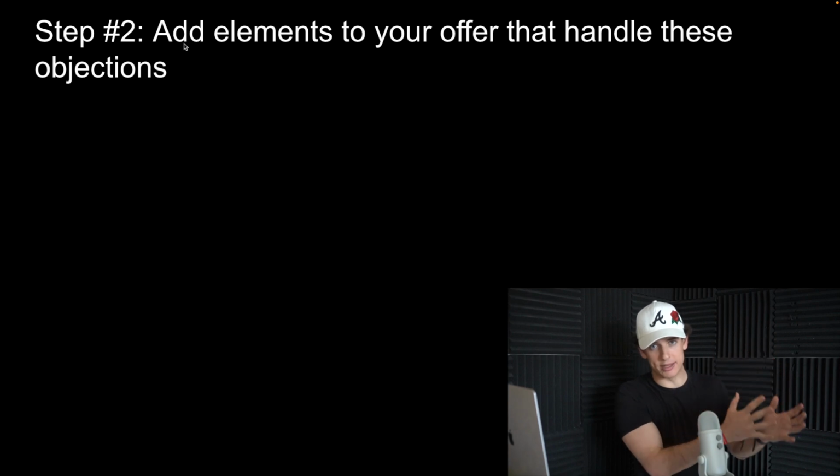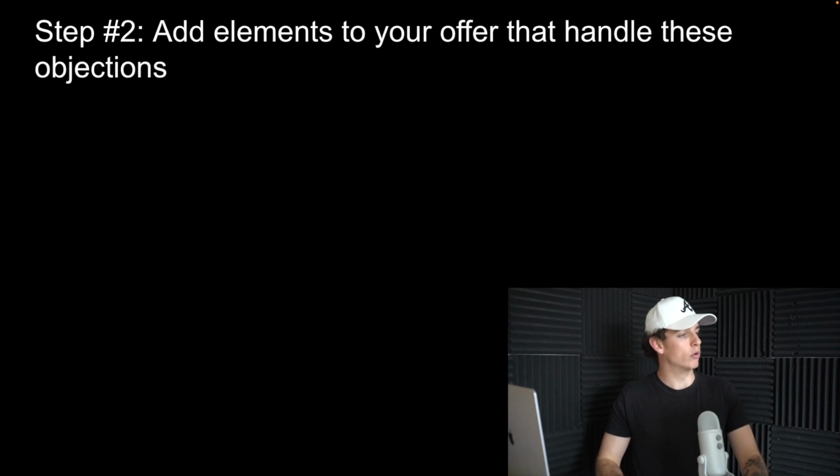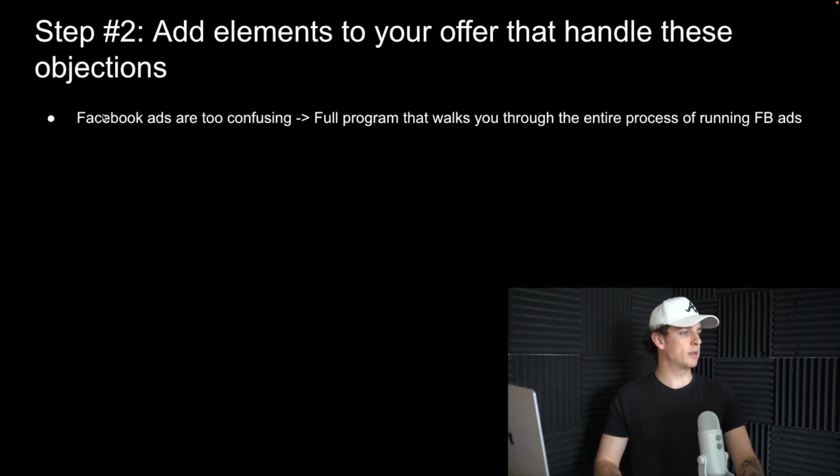So step number 1 is you write down your objections. Step number 2 is you almost rebuttal or handle those objections with an offer element. So what do I mean by this? First one right here, Facebook ads are too confusing. That was the first objection or false belief that we wrote down.